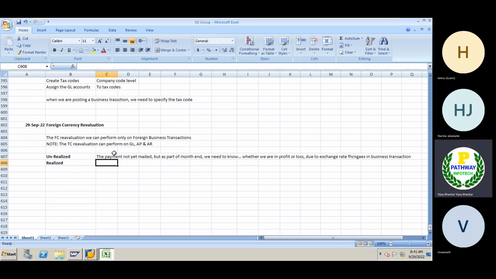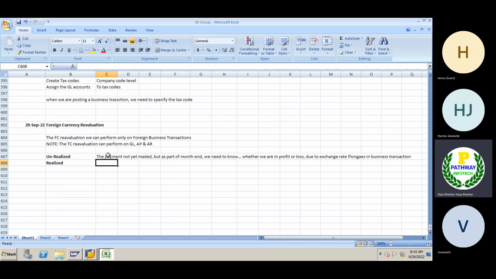Let us assume I have posted one document into the system on 1st of September. In that document, the terms of payment are net 45 days. The meaning here is that I will make the payment only after 45 days. If I post the document on 1st of September, it will become due on October 15th. So until 15th of October, I am not going to make the payment.